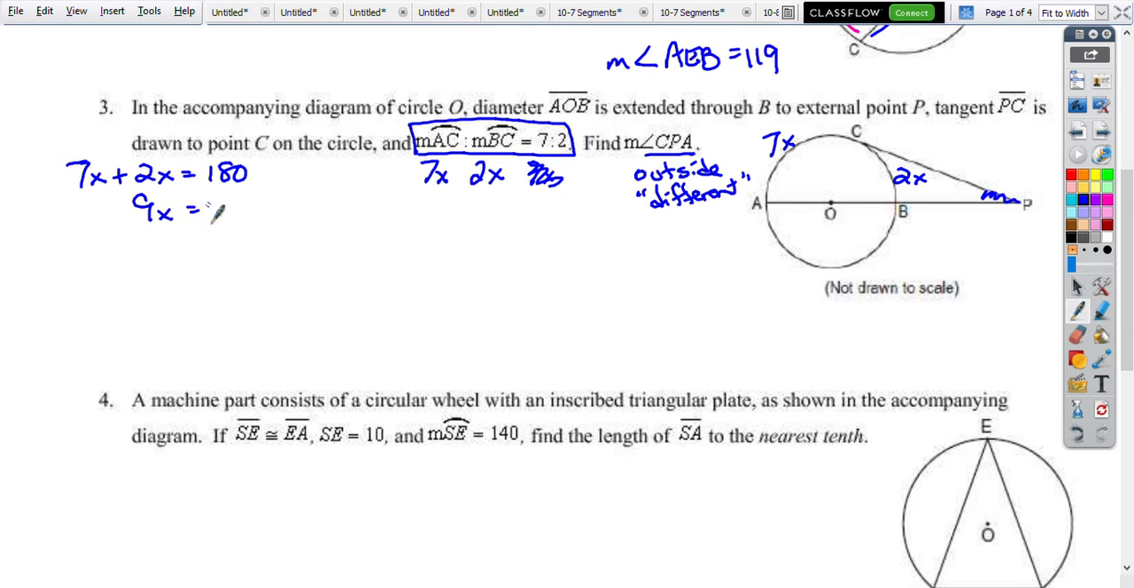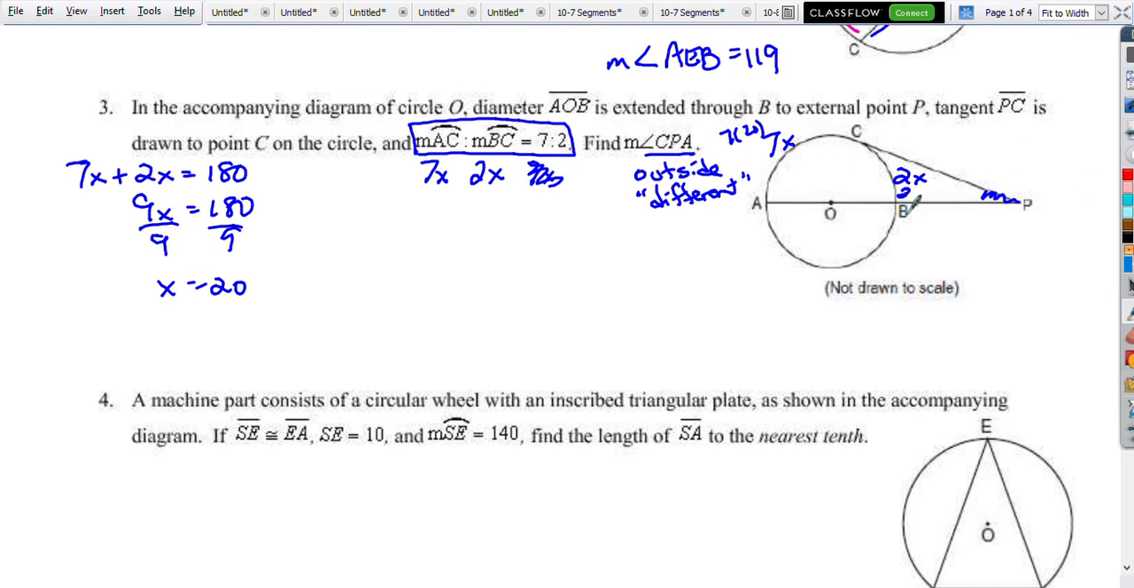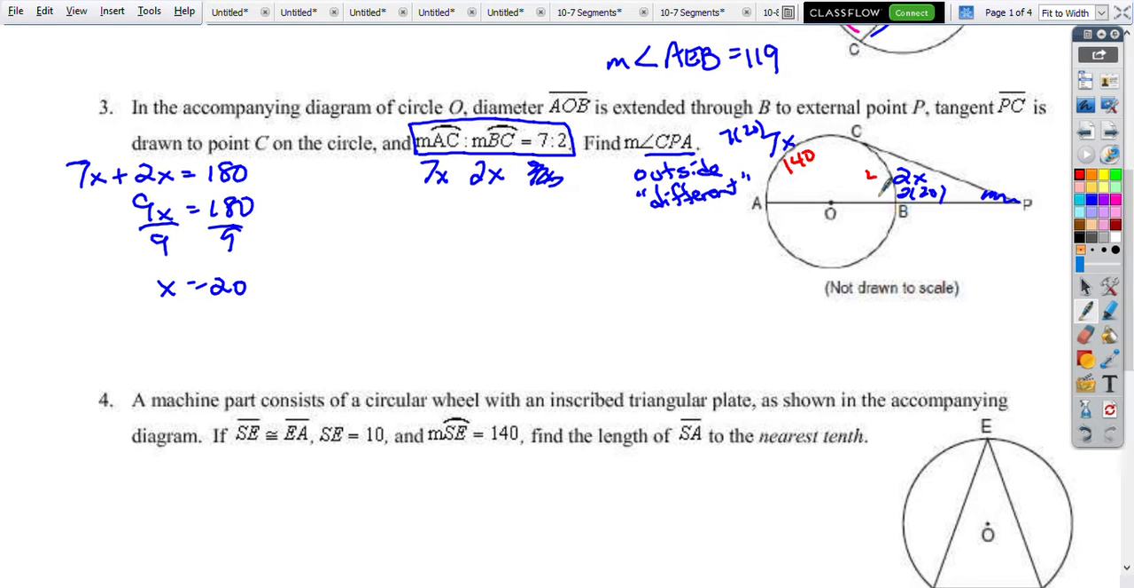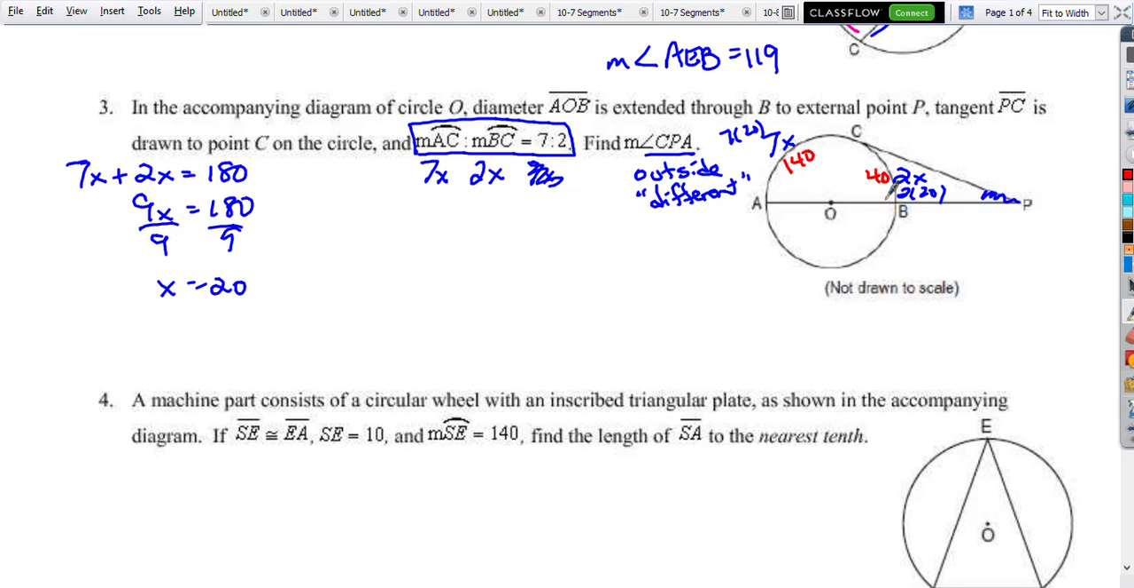We have 9x is equal to 180, divide by 9, and we'll get x is equal to 20. So for the measure of the two arcs, we plug in 7 times 20, which is 140, and then 2 times 20 is 40. So we have 140 and 40, and we're doing outside is different. So angle P, or CPA, is going to equal the difference of the two arcs, divided by 2. So 100 divided by 2, which is 50. And that's the measure of angle P.